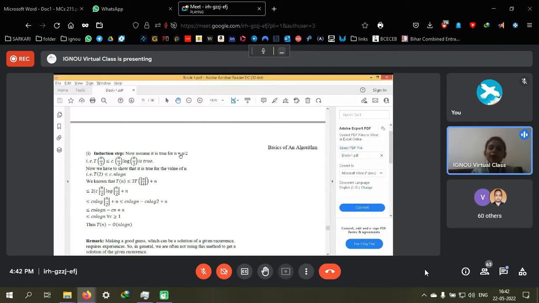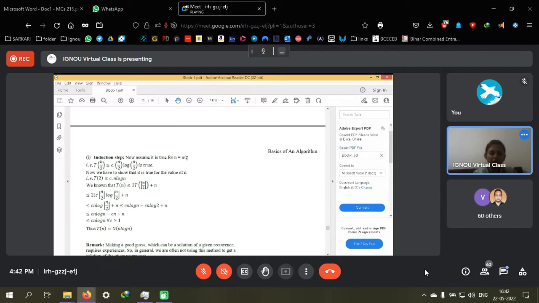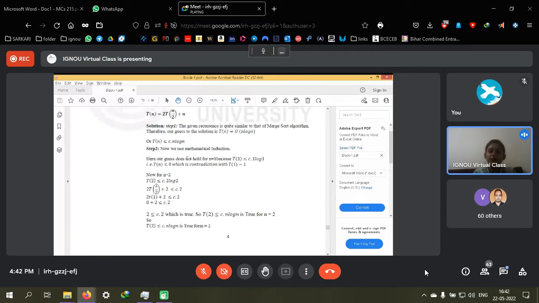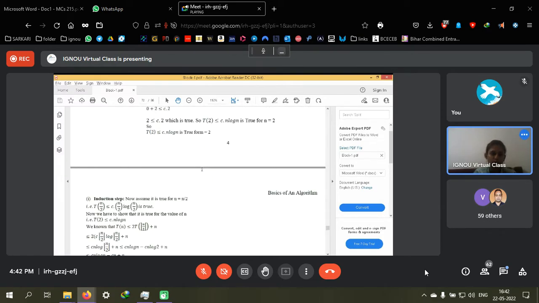Right? So here n is equal to n divided by 2. So we have an equation. What is the value of the equation? Tn is less than or equal to Cn log n. So we are going to put n divided by 2 in place of n. So it will be Cn divided by 2 log n divided by 2. So here is the value.